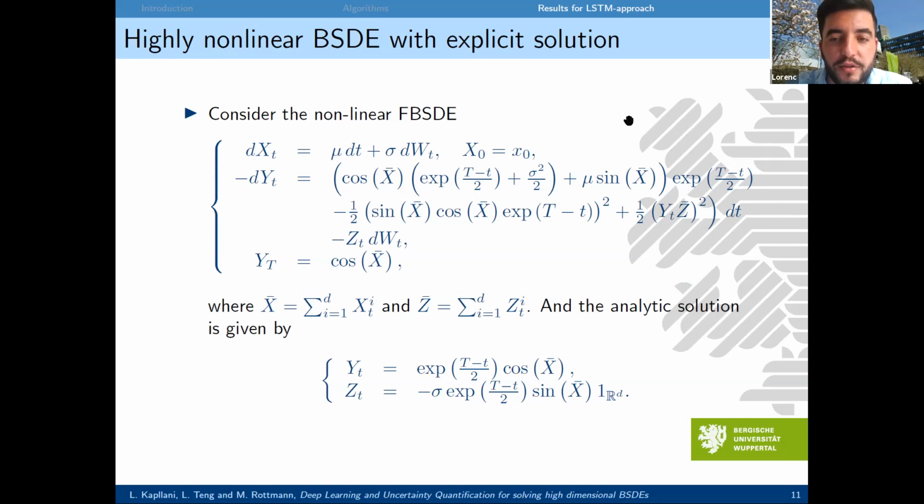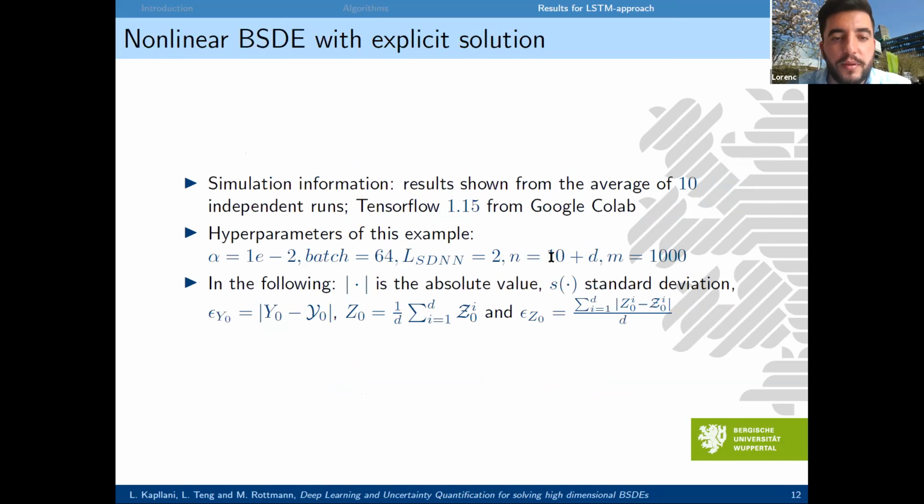So to show the advantages of this new method, we consider this very complicated forward-backward SDE, which also actually has an analytical solution. It's important for us to see whether the results are convergent or not. Some simulation information: we run these codes in TensorFlow in Google Colab, and we considered 10 independent runs and take their average as an estimate for the solution.